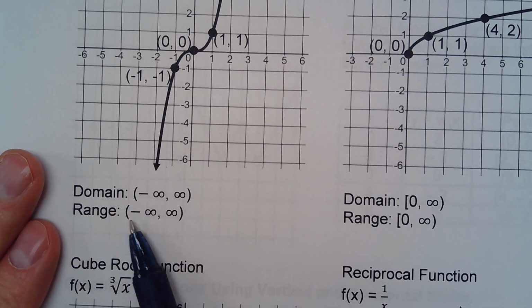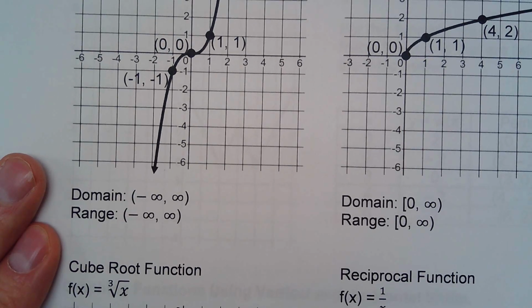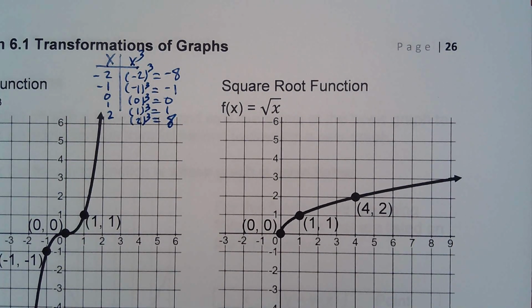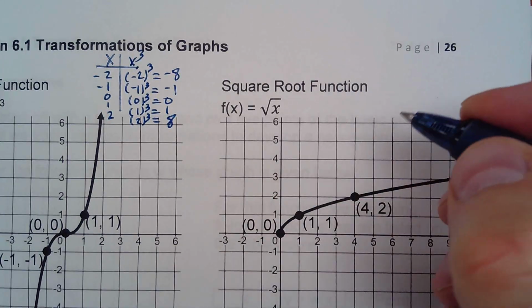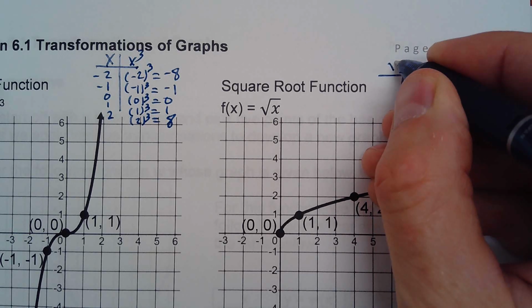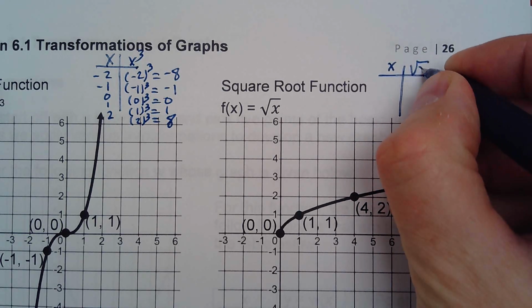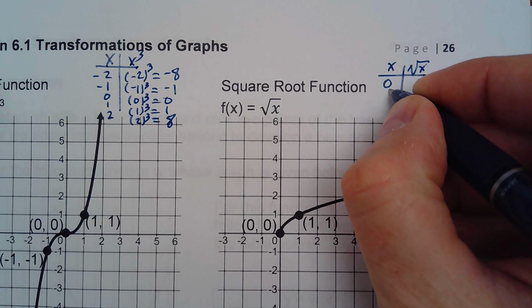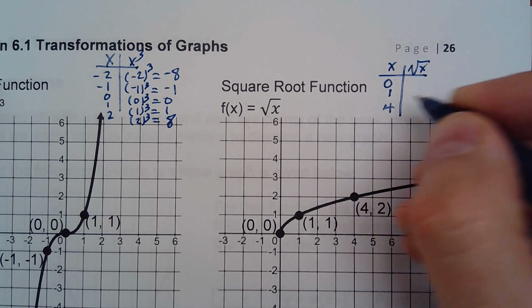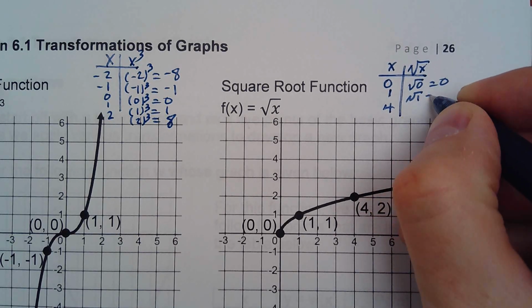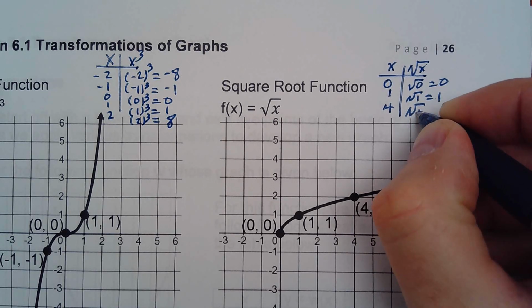So the domain and range for both of them is all real numbers. The next one is the square root function. Square roots are only defined when x is greater than or equal to 0. So if I were to pick 0, 1, and 4, square root of 0 is 0, square root of 1 is 1, square root of 4 is 2.